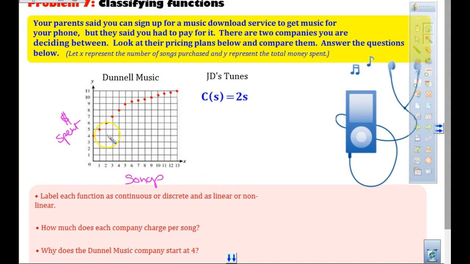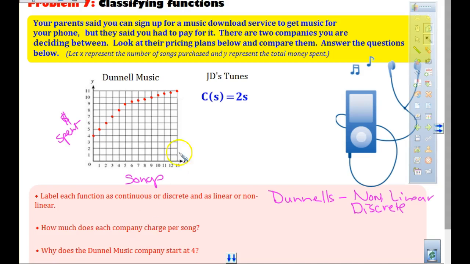So, Danelle's music, would you say linear or nonlinear? Nonlinear, okay? So, we're going to put Danelle's is nonlinear. Would you say it is continuous or discrete? Discrete. Are they both discrete? So nonlinear and discrete for this one, right?